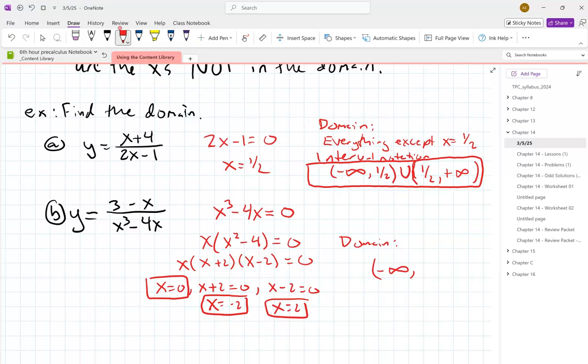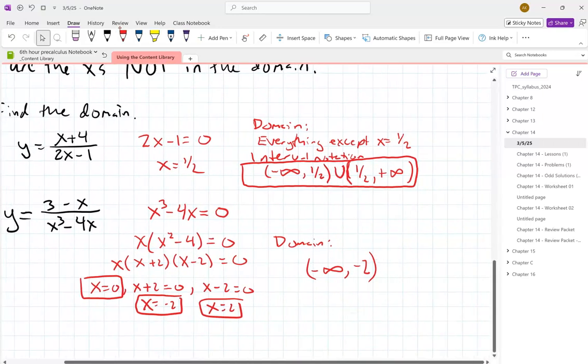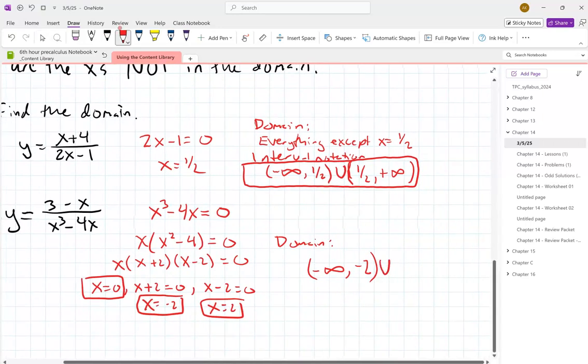Negative 2. Why negative 2? Because it's the smallest number, right? We're starting from the smallest and working our way to the biggest. So the first number we'd encounter that's a hole in our domain is negative 2. So we'll go everything less than negative 2. And then we'll start at negative 2.